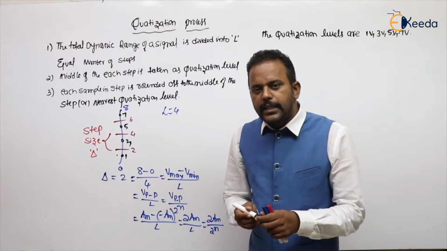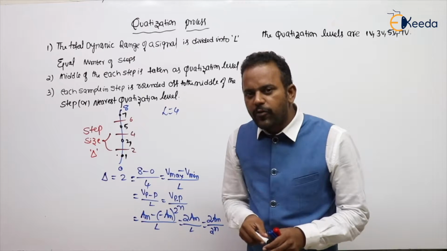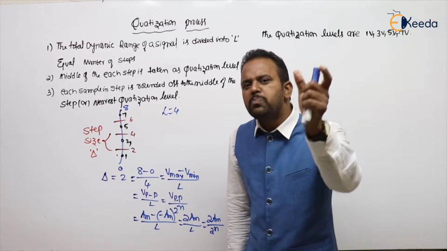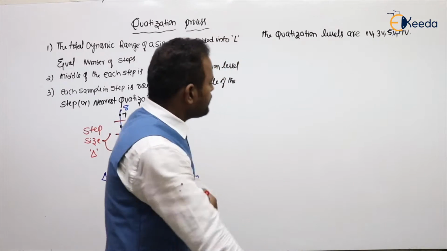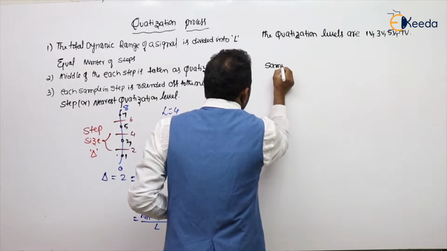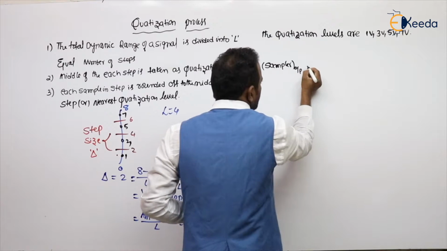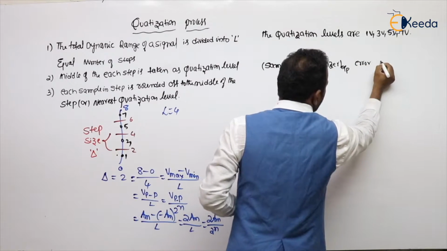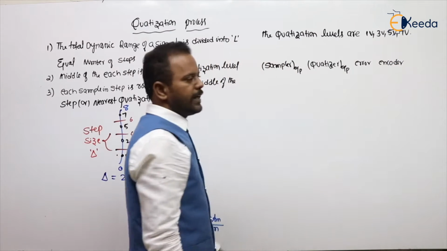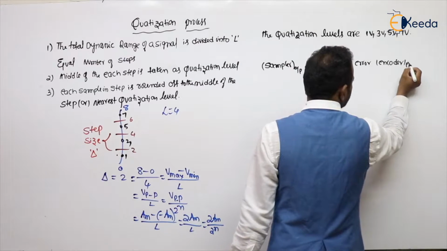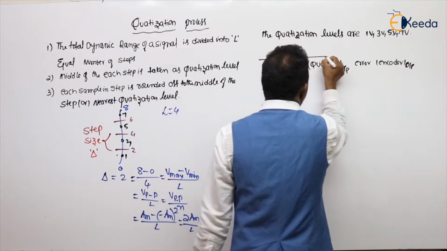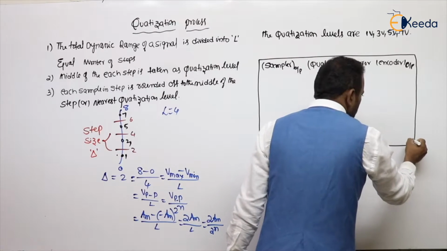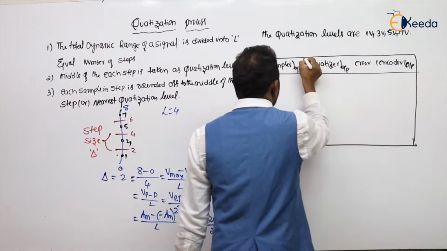What is the third point? Each sample in the step is rounded off to the middle of the step. Why? Because the middle is our quantization level, or nearest, both will be the same. To explain this, I will take a simple table to show how the quantization process is going on. Let's take, for example, this is the sampler output, this is the quantizer output, and what is the error, and the encoder output also we can take. Sampler output or quantizer input, both are the same, students.